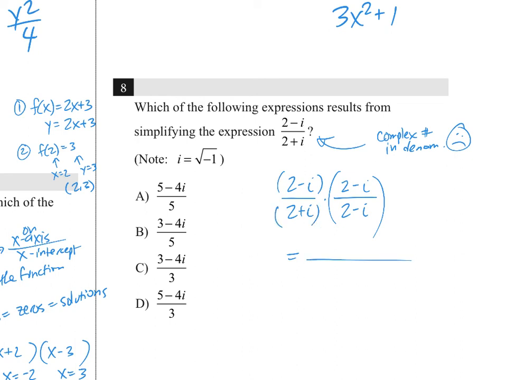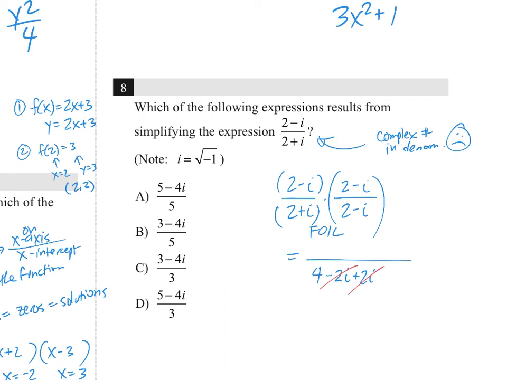Let's deal with the bottom first. When we FOIL 2 plus i times 2 minus i, it's just like if we had 2 plus x times 2 minus x. We have to do first, outer, inner, last. The first terms would be 2 times 2, that'd be positive 4. The outer terms would be minus 2i. The inner terms would give us positive 2i. And that's what we want, we want to get rid of the i's. So notice that cancels out.